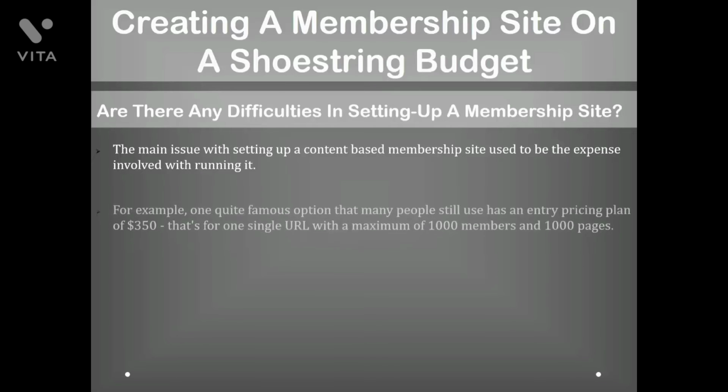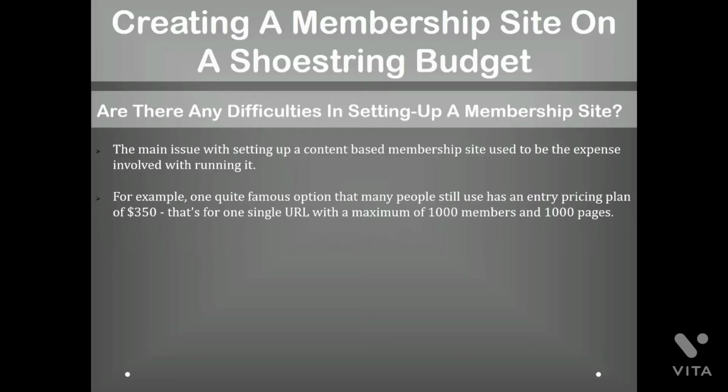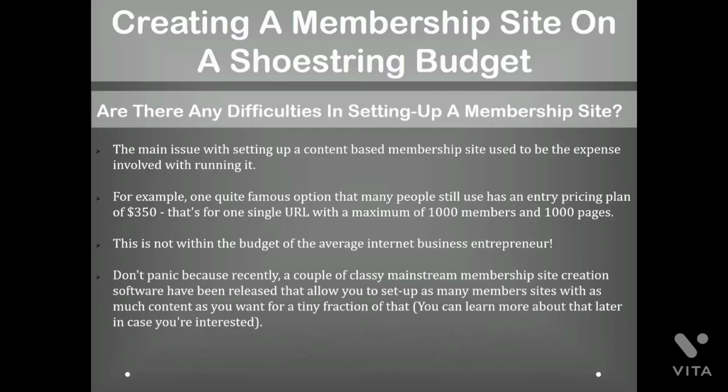For example, one quite famous option that many people still use has an entry pricing plan of $350. That's for one single URL with a maximum of 1,000 members and 1,000 pages. Not exactly within the budget of the average internet business entrepreneur. Don't panic, because recently, a couple of classy mainstream membership site creation software packages have been released that allow you to set up as many member sites with as much content as you want for a tiny fraction of that. More on that later in case you're interested.